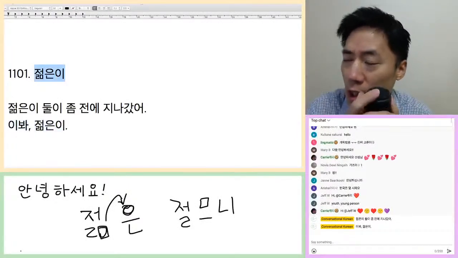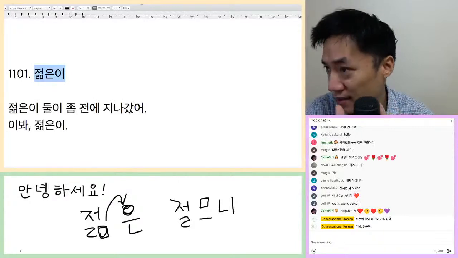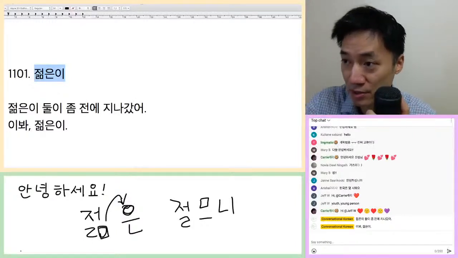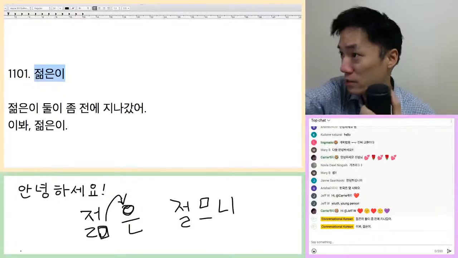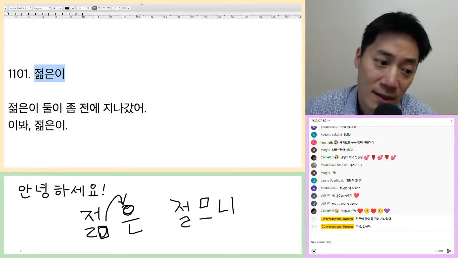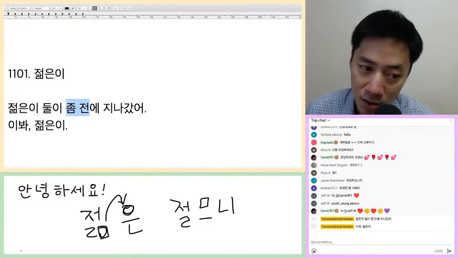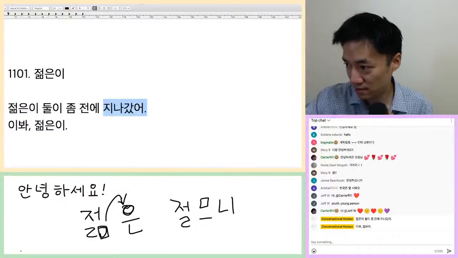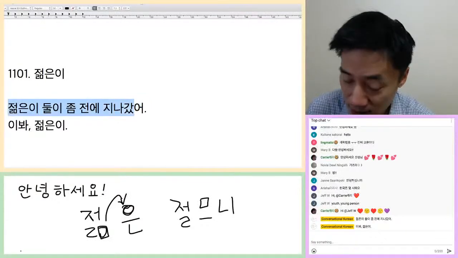This word, people in the younger generation don't really use it. It's pretty safe to say only older generations use it, when they refer to a person who is young, 젊은이. Or when an old person calls a stranger who seems very young, he or she can use that word. By the way, 젊은이 둘이, two young persons, 좀 전에 지나갔어. Two young persons just passed by here, just some moments ago. That's what it means.